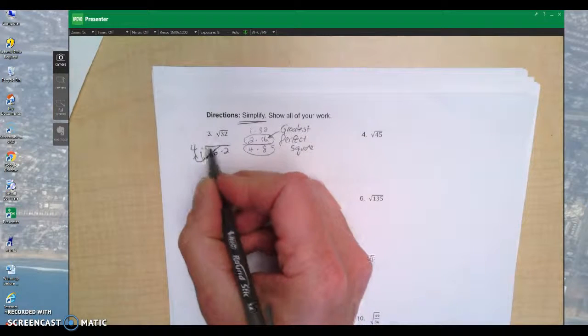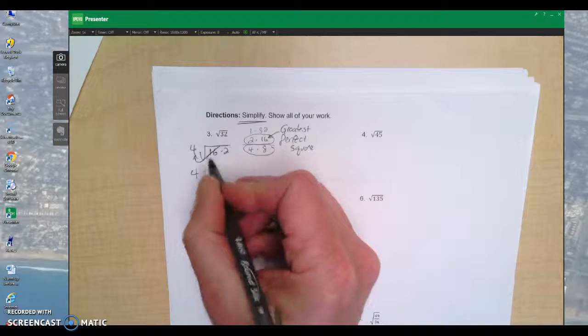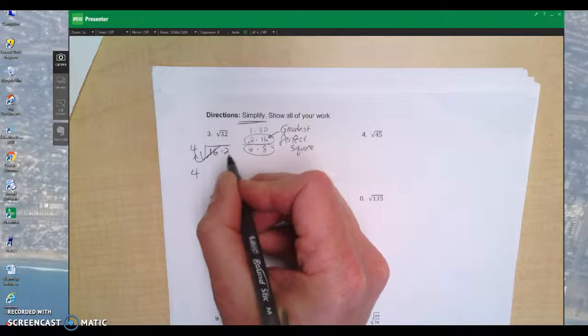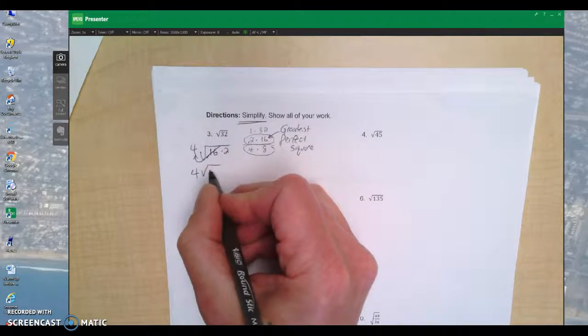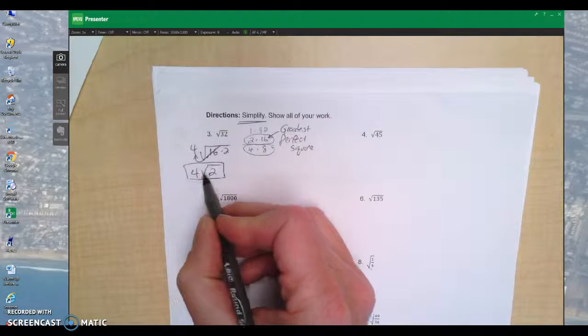And remember, this is called a radical. So the square root of 16 is 4, and the square root of 2 is, well, it's irrational. We don't know it. So if it's not a perfect square, you just leave it there. That's the answer. And the way you would read it is 4 radical 2.